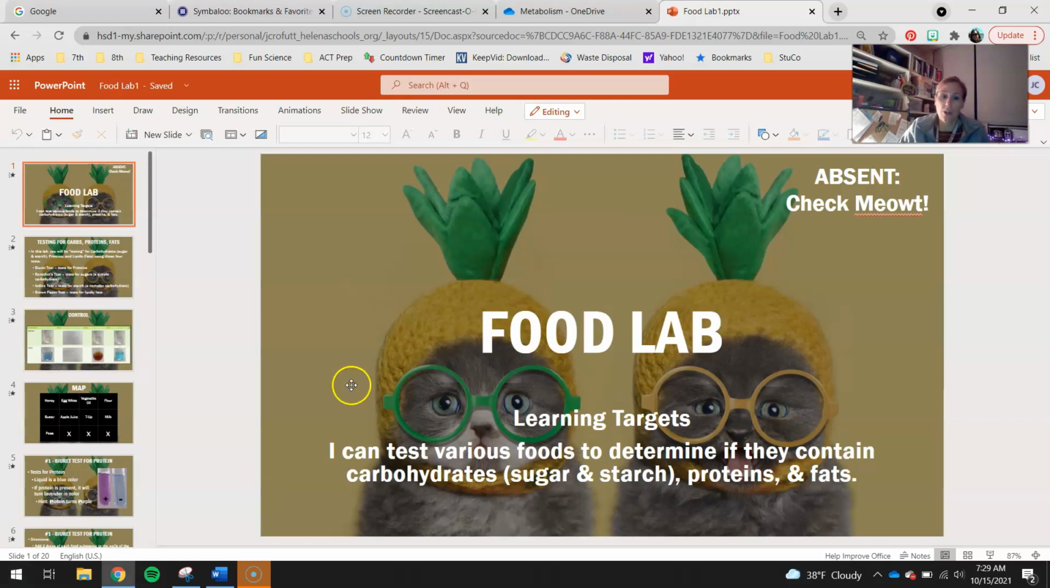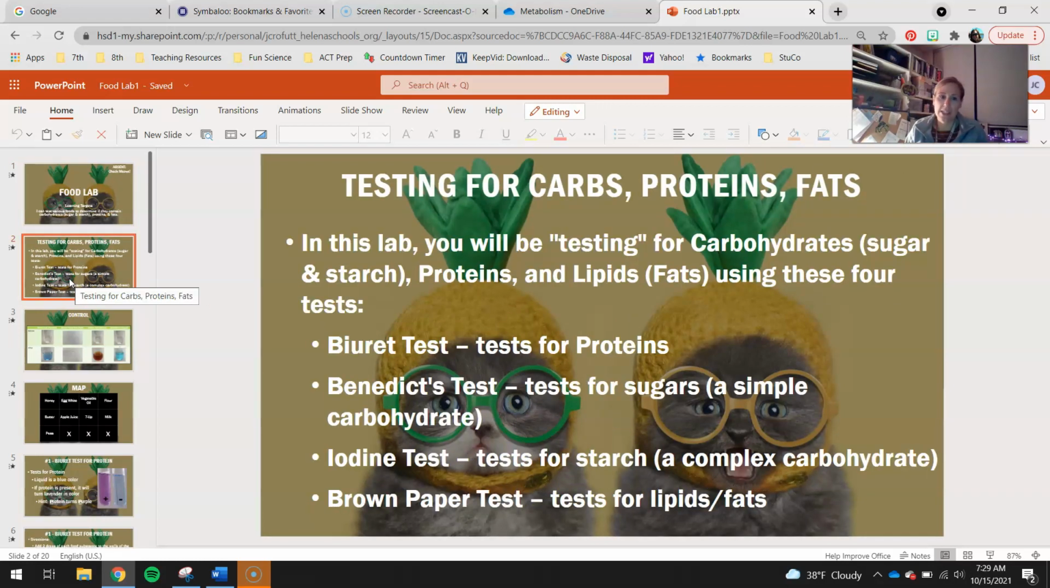Okay? So your learning target for today: I can test various foods to determine if they contain carbohydrates, sugar and starch, proteins, and fats. So let's talk about what these tests look like. In this lab, you'll be testing for carbohydrates, sugar and starch, proteins, and lipids using these four tests. We'll use the Biuret test first to test for proteins. You guys will probably do 2 of these today and 2 of these the next class we have.